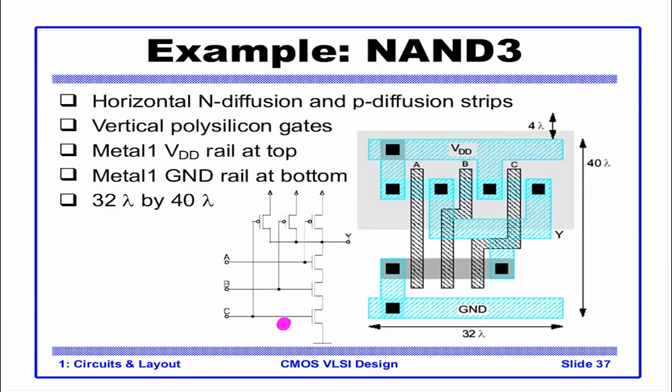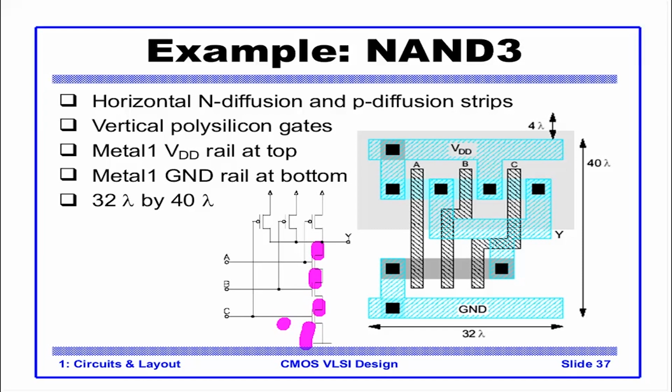Ground connected to C, not to C, sorry, but the ground connected to the diffusion. Again, this is diffusion connected to diffusion, again diffusion connected to diffusion, and again a diffusion going to 1.